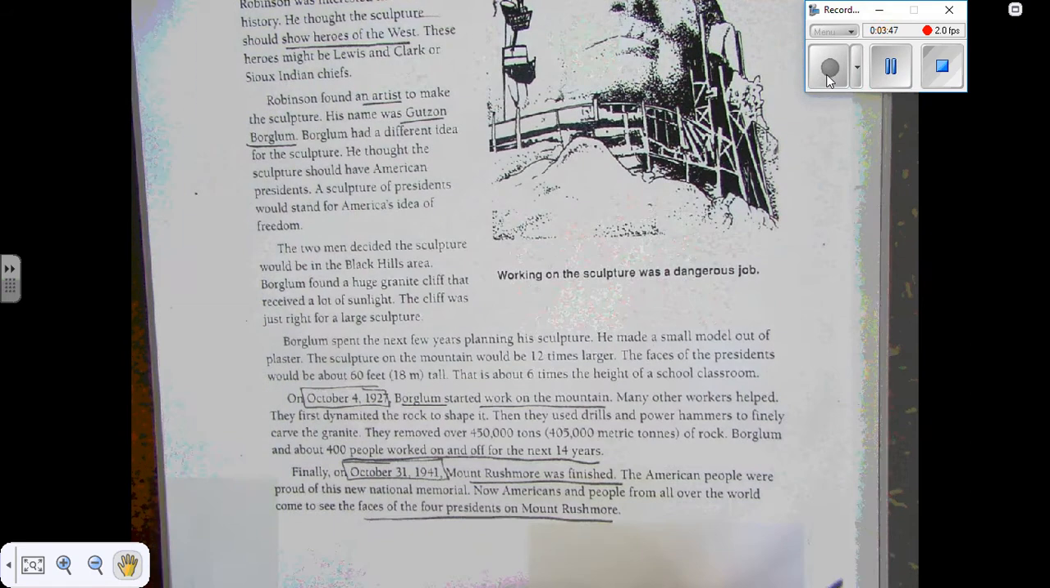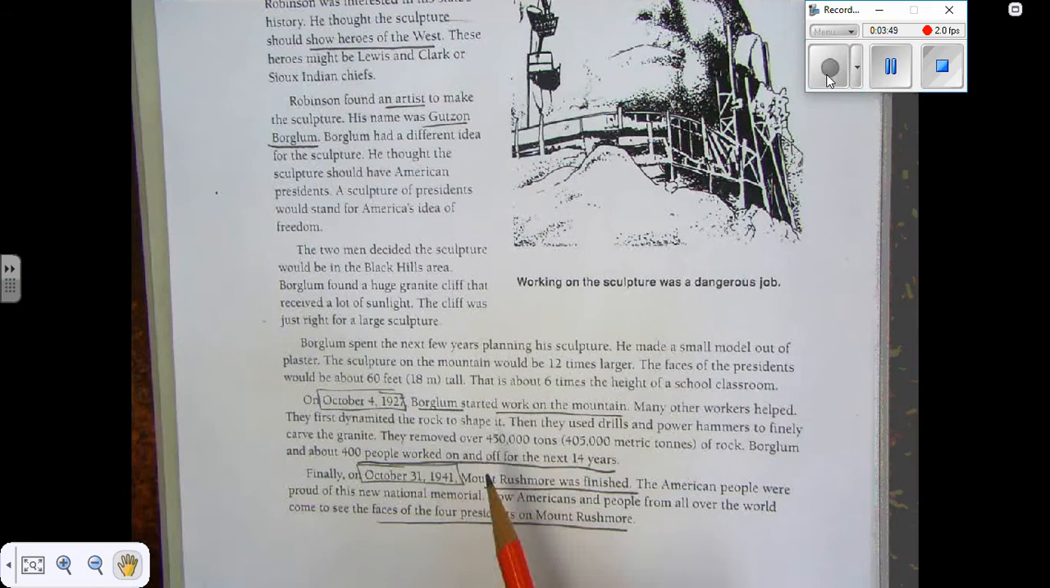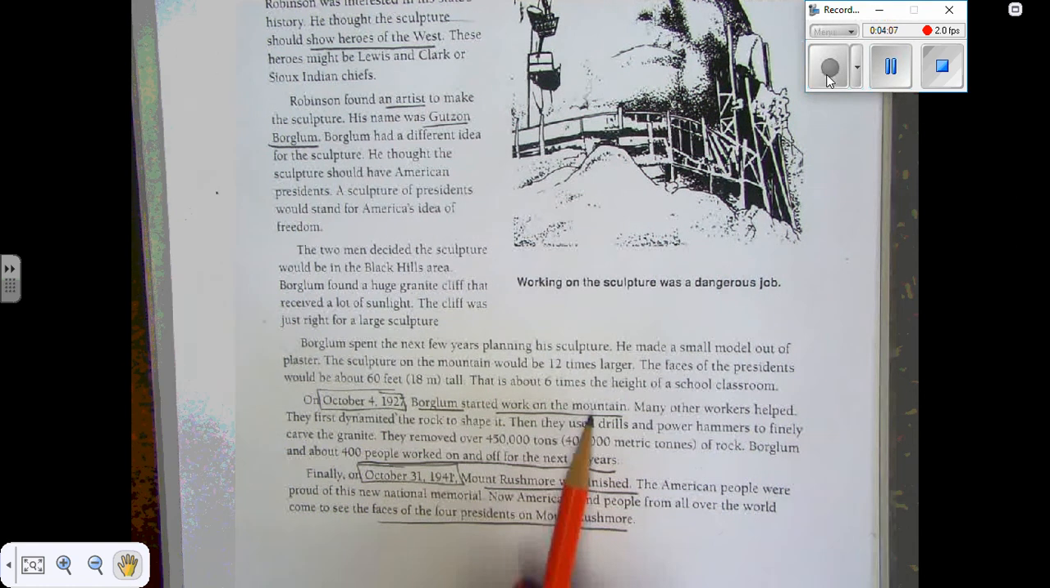Okay, so you should have noticed that there are two other years in this article. The first one I put a box around was October 4th, 1927. And looking at what information I want to match with October 4th, 1927, I looked at the next part of that sentence where it says Borglum started work on the mountain. And then I realized that's not enough information for me about who this man is, because it's just giving me his last name.